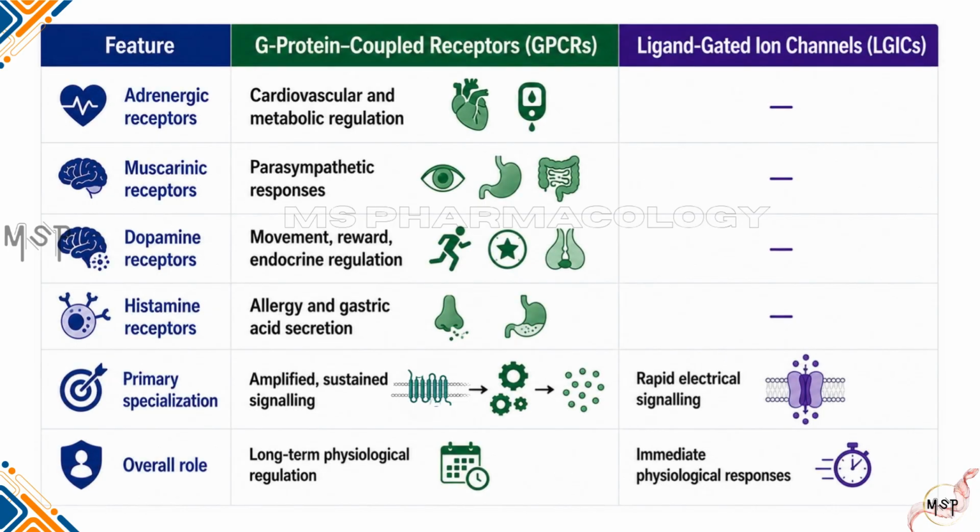Examples of GPCRs further illustrate their role in long-term physiological regulation. Adrenergic receptors respond to catecholamines and regulate cardiovascular and metabolic functions. Muscarinic receptors mediate parasympathetic responses, such as slowing heart rate and stimulating glandular secretion. Dopamine receptors influence movement, reward pathways, and endocrine regulation. Histamine receptors participate in allergic responses and regulate gastric acid secretion.